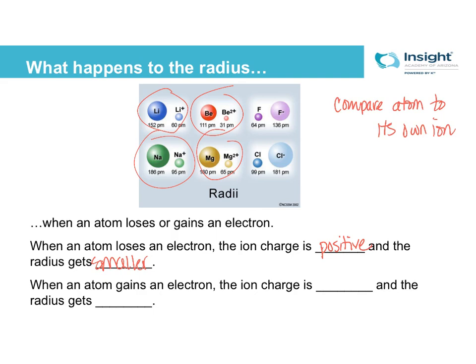And then when an atom gains an electron, the ion charge is negative and the radius gets bigger. So when we have negative ions, the radius is going to get bigger. That should make intuitive sense, because you pull an electron out, there's less stuff there, so the size of the atom can get smaller. If you put another electron in there, there's going to be more stuff there, so the size of the atom is going to get bigger.